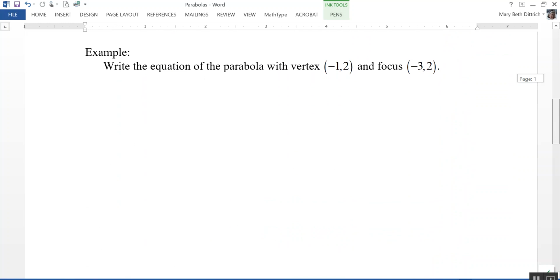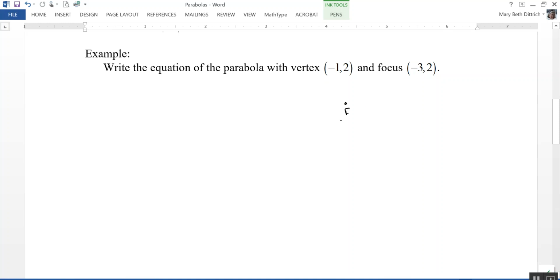So let's take a look at a couple examples here. First is to write the equation of the parabola that has a vertex of (-1, 2) and a focus of (-3, 2). In order to do this, I like to do a little sketch. I'm noticing that my y coordinates are the same, so these 2 points are going to lie on the line y equals 2, which is a horizontal line.